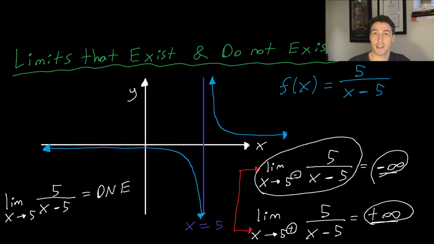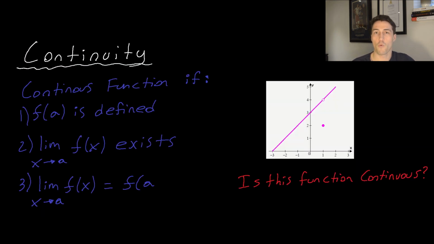So if the left side of the limit doesn't match the right side of the limit, then the limit at that number will not exist. So now we know when a limit is defined, and that's really important for continuity, and that was kind of the predecessor step for continuity.